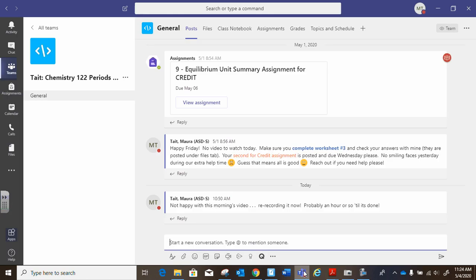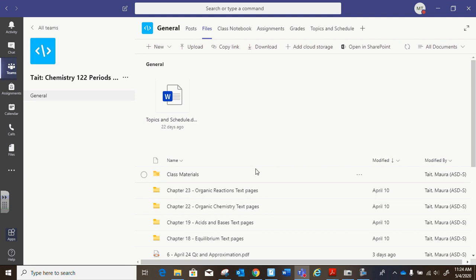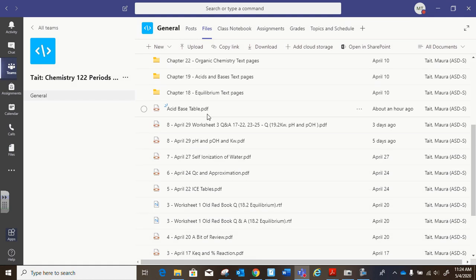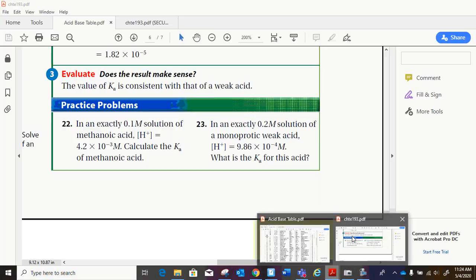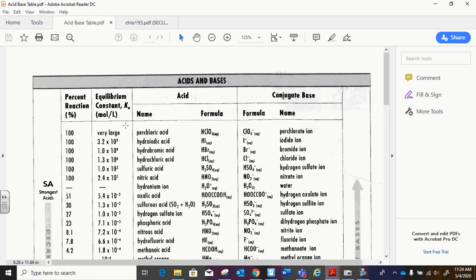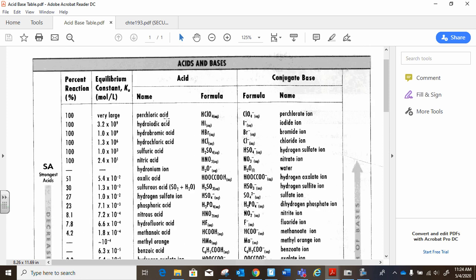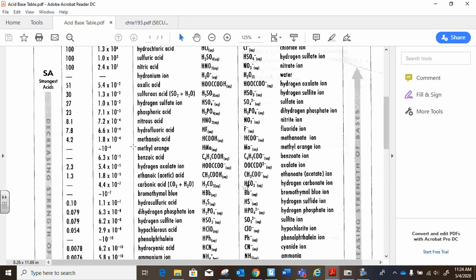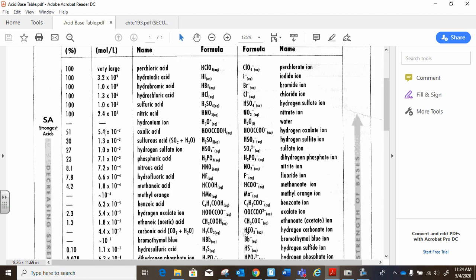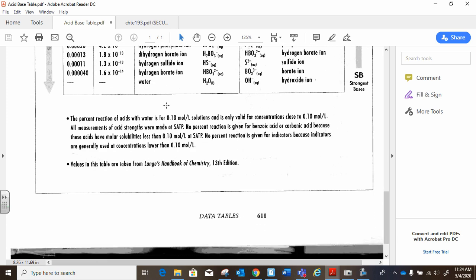Now, if you go to our team site, you'll also notice under files, I have placed a new document, and it's called an acid-base table. That acid-base table looks like this. Here's your list of your acids going down the middle, and what are referred to as conjugate bases. We'll talk about that later this week. Now, these acids are listed in decreasing strength. So the strongest ones are at the top, and as you move down, they become weaker and weaker.